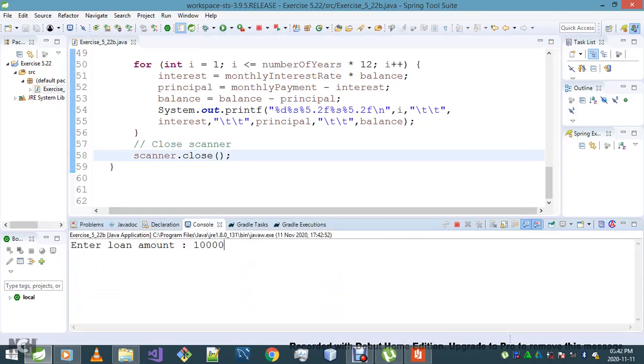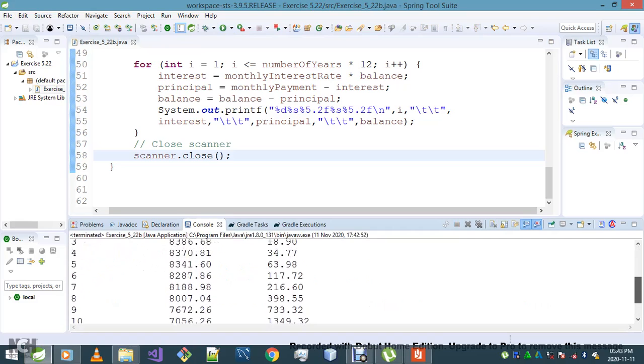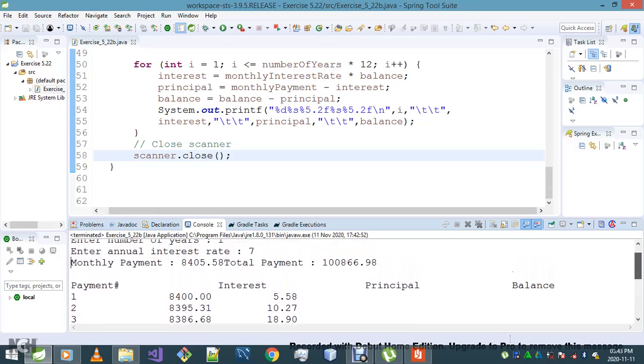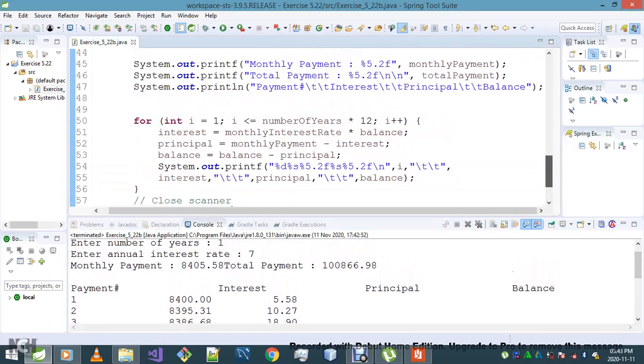2 3 1 7. Why is my balance not displaying? Oops. Again with mistakes.